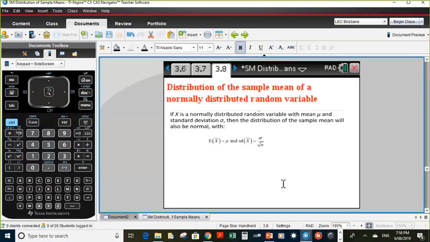So after doing that, if random variable capital X is a normally distributed random variable with mean mu and standard deviation sigma, then the distribution of the sample mean will also be normal, where X bar is a random variable for the sample means. So the expected value, or the mean of the sample means, is the population mean, and the standard deviation of X bar is equal to sigma on the square root of n.